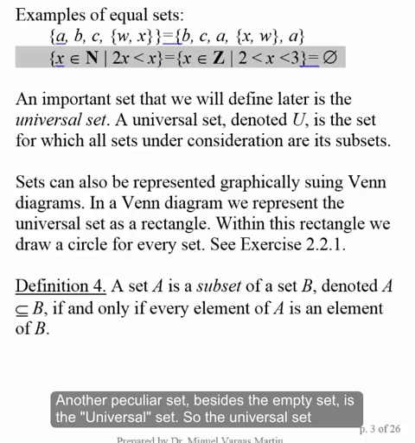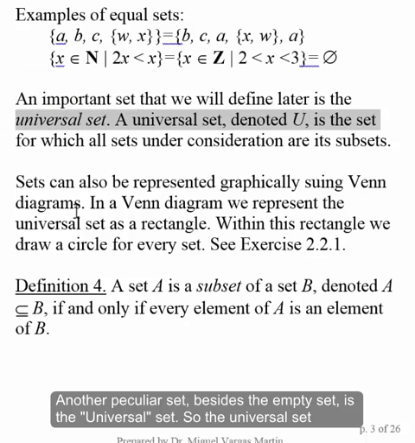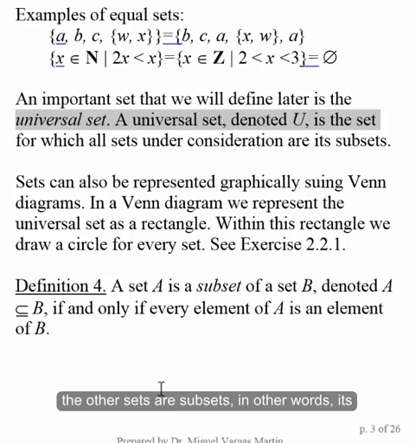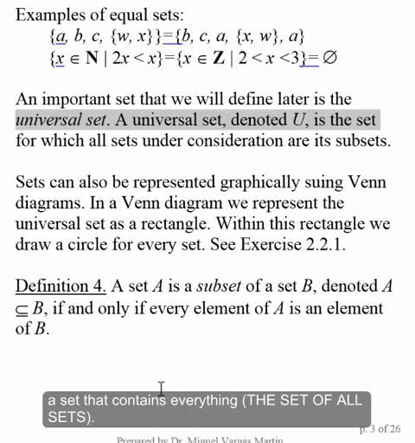Another peculiar set, besides the empty set, is the universal set. So the universal set is a set for which all the other sets are subsets. In other words, it's a set that contains everything.